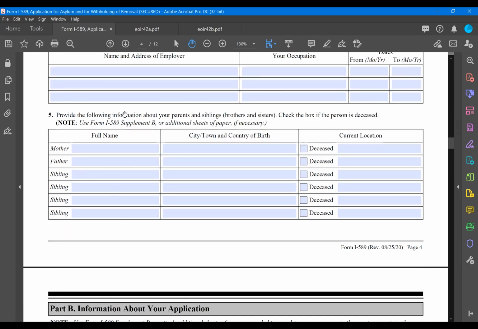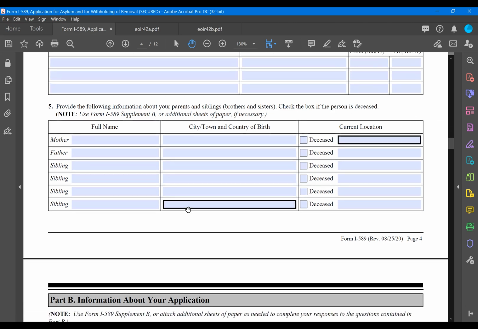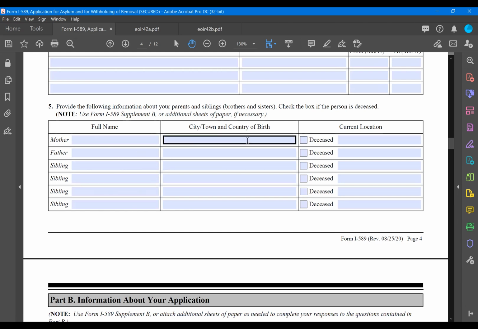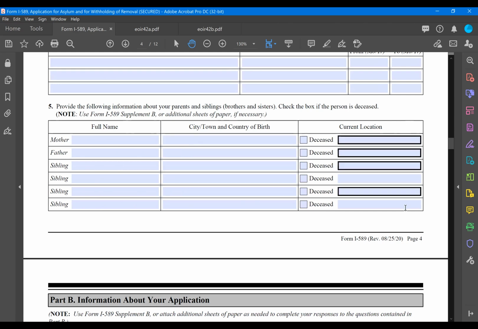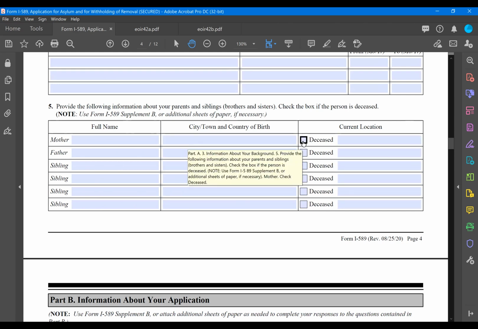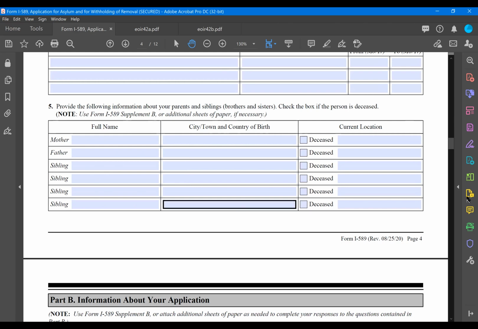Question 5, provide this information about parents and siblings, brothers and sisters. Okay, so again, there are only 4 siblings here. You may need another sheet. Put their full name, city, and country of birth, and current location, or if they have already died. This doesn't ask for too much information.